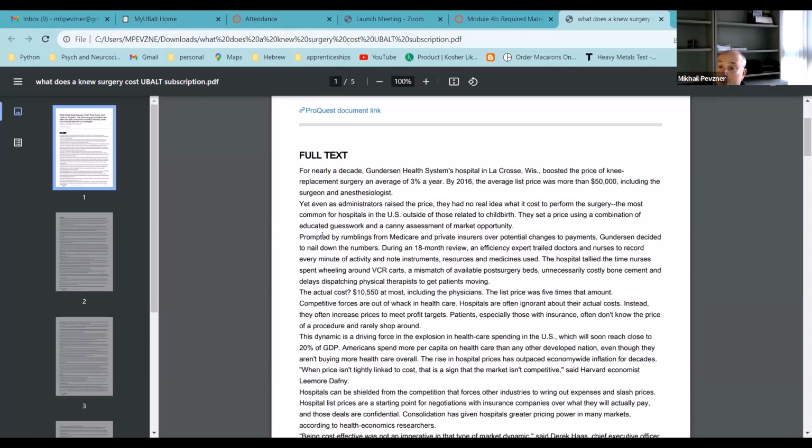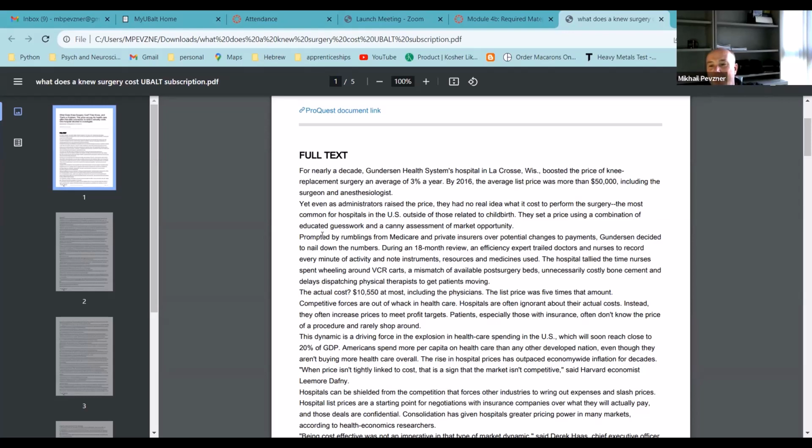So here they actually went through this consulting process that I kind of made fun of a little bit in my first class, but sometimes it's warranted. During the 18-month review, an efficiency expert trailed doctors and nurses. Remember I gave you an example with a notepad? This is something like that, I presume it wasn't a notepad but a computer, to record every minute of activity and note instruments, resources, and medicine used.